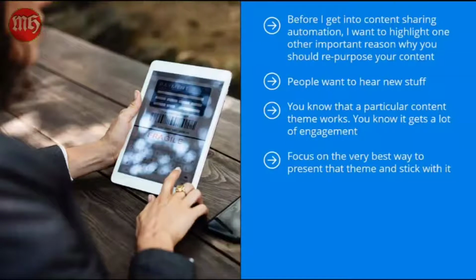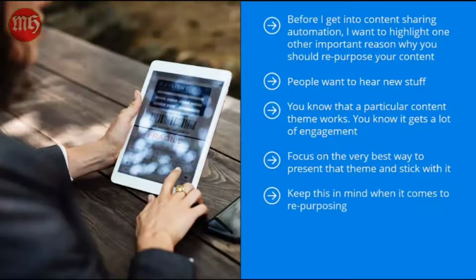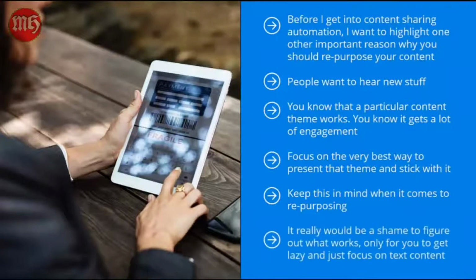This way, when people get into contact with your content, they can see that you are talking about something that appeals to them, but in different formats. They are more likely to pay attention. They're more likely to click through. They're more likely to share. Keep this in mind when it comes to repurposing. Don't think that Video 11 is completely optional. It isn't. You want your social media feeds to consist of highly successful content as much as possible. It really would be a shame to figure out what works, only for you to get lazy and just focus on text content.